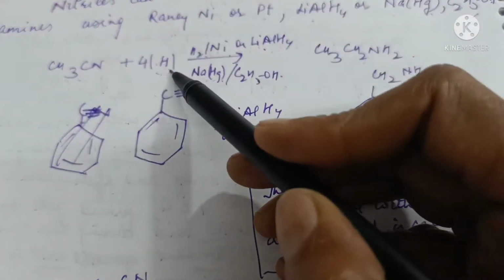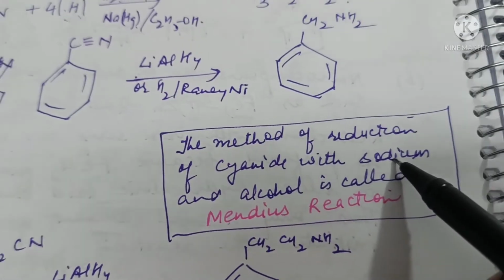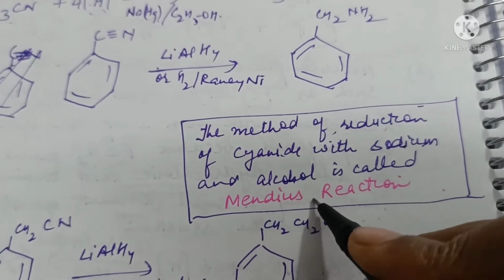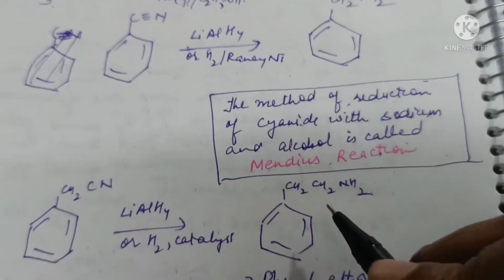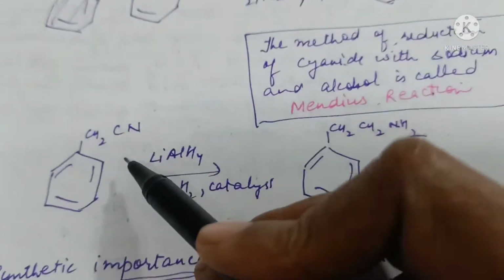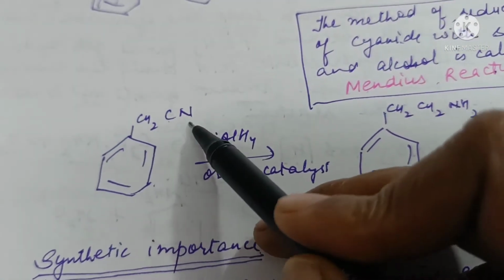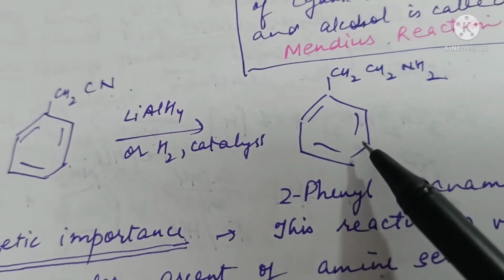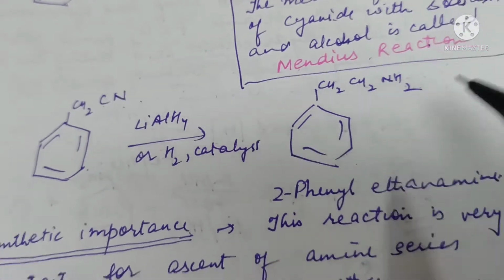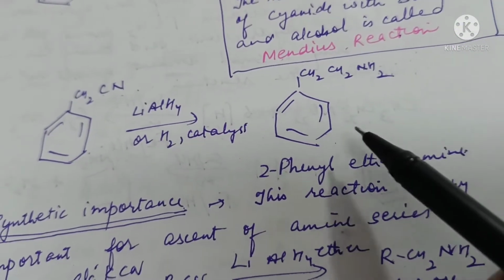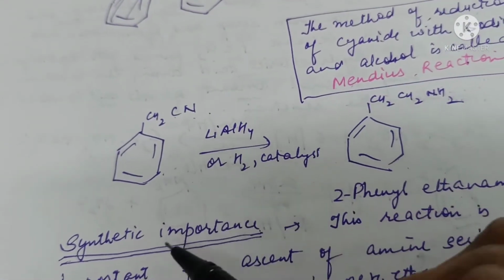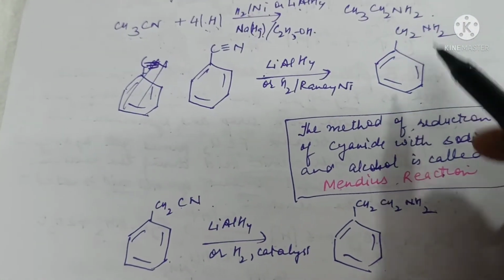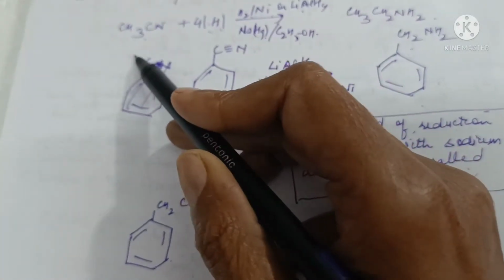If this reduction reaction is done with sodium and alcohol, reduction of cyanide with sodium and alcohol, the reaction is called Mendius reaction. Similarly, this compound, benzyl cyanide, on reduction with lithium aluminum hydride, will form 2-phenylethanamine. The synthetic importance of this reaction is that the amine that is produced contains one carbon greater than the reacting alkyl halide.